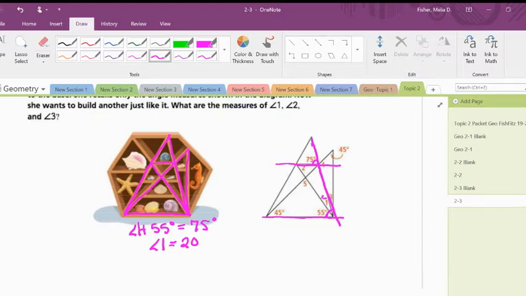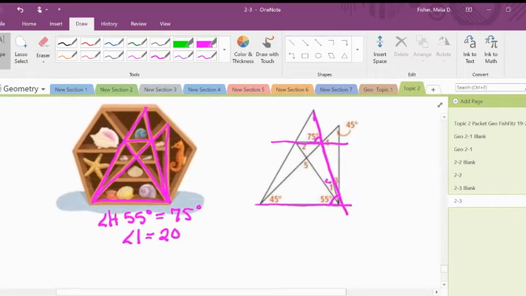Now, to find the measure of angle 2, there is another transversal that is going through that set of parallel lines that we could use alternate interior angles for. I challenge you to find that on your own, but I actually want to look at this a little bit differently. We're going to look at this triangle right here that has angle 1 and angle 2 in it, and this external angle right here.